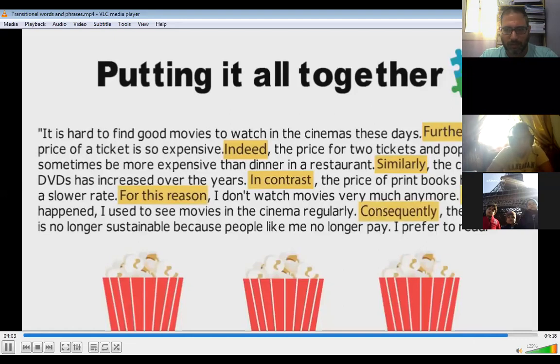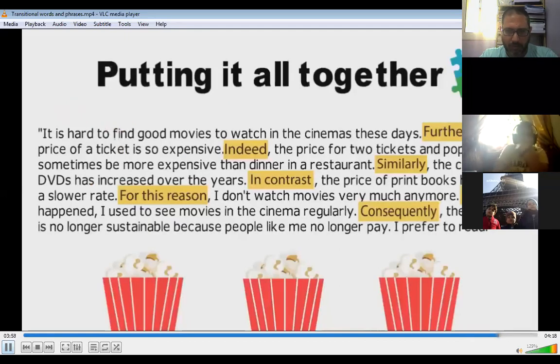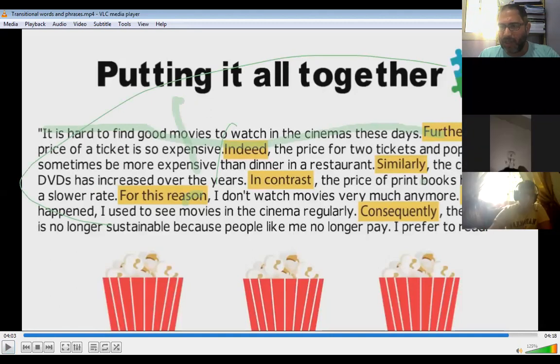I prefer to read. And just like that, you are a pro at using transitional words. Now, have a look here. With this paragraph, we are using more than one transitional word and it makes the paragraph vivid, clear, and so on. And it's just adding more information. As you can see, we have here in contrast, we are having two ideas. Similarly, we are having something in common. Furthermore, I'm adding more information and so on.